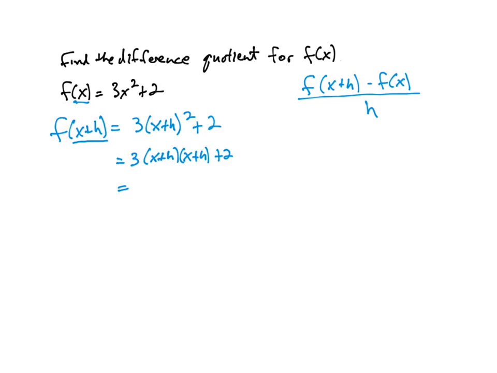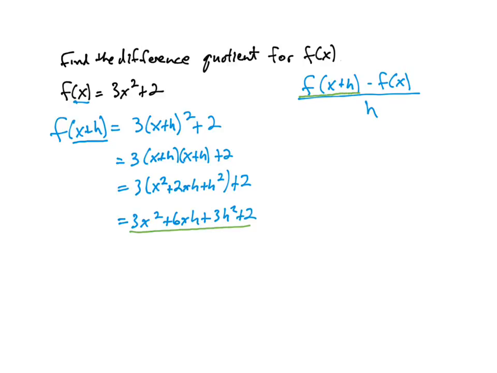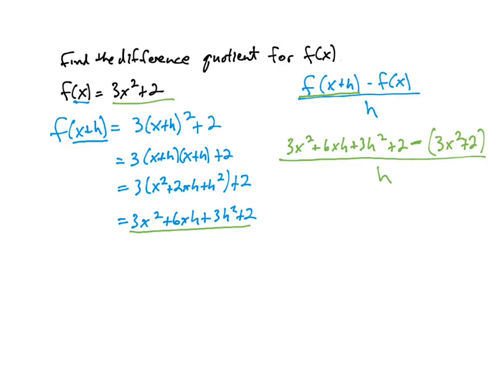So expanding this out and simplifying, we end up with 3x squared plus 6xh plus 3h squared plus 2. So this expression is going to go right here. So we have 3x squared plus 6xh plus 3h squared plus 2. And then we're going to subtract the value of the function. Well, the f of x is just right here. So 3x squared plus 2, and then we divide everything by h.